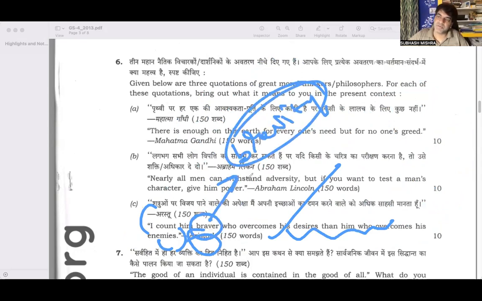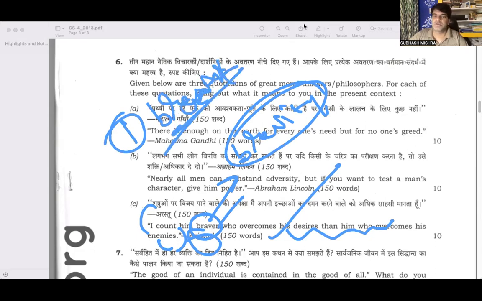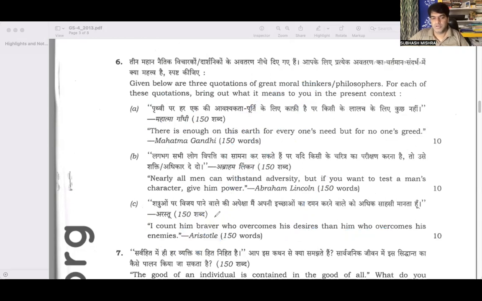What is bravery? You have to define it. First of all, you have to define bravery here. So write in your keyword list: bravery. What is brave? What is bravery? Who is brave?